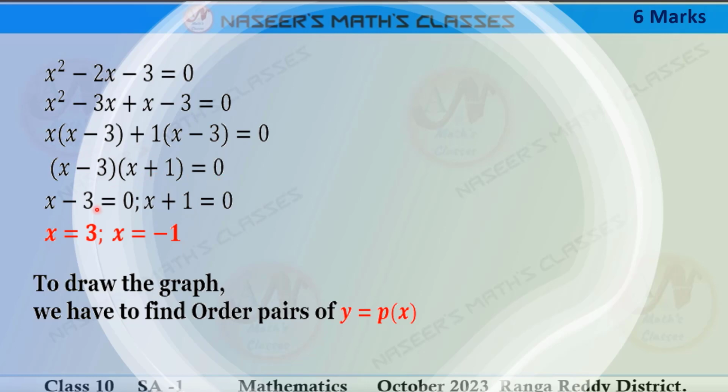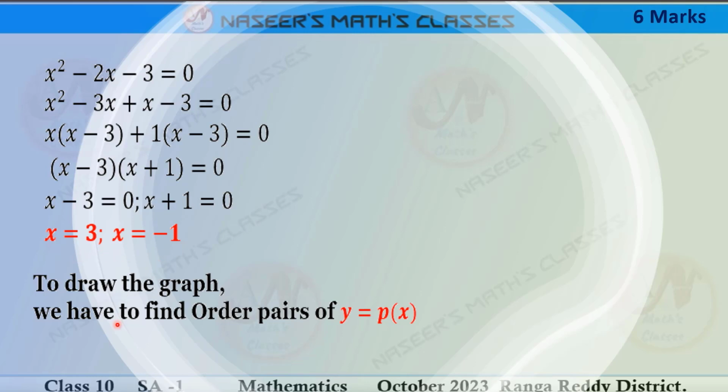Now we can write this as x minus 3 is equal to 0 and x plus 1 is equal to 0. Now we transpose minus 3 from LHS to RHS, then we get x is equal to 3, and we transpose plus 1 from LHS to RHS, then we get x is equal to minus 1. These are the zeros we have to get from the graph.